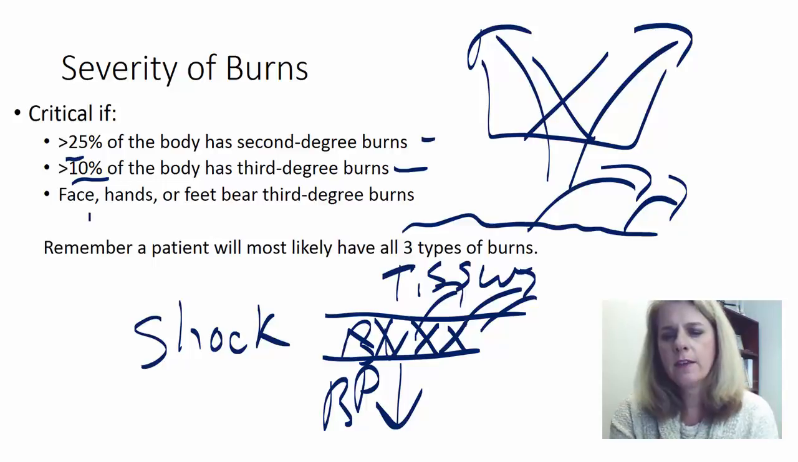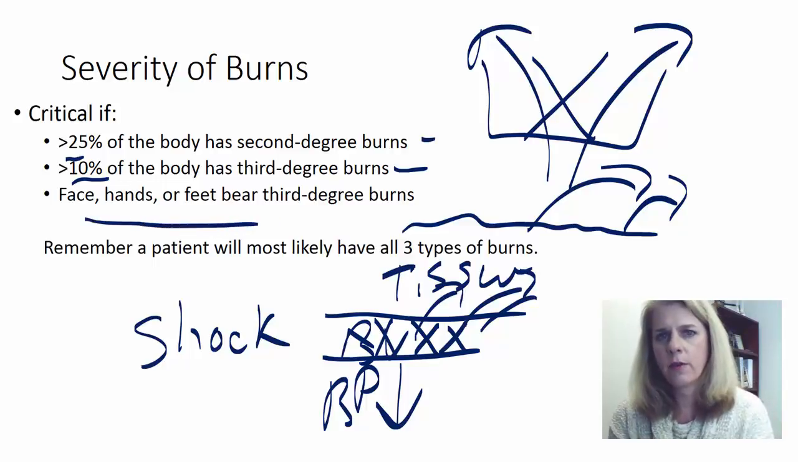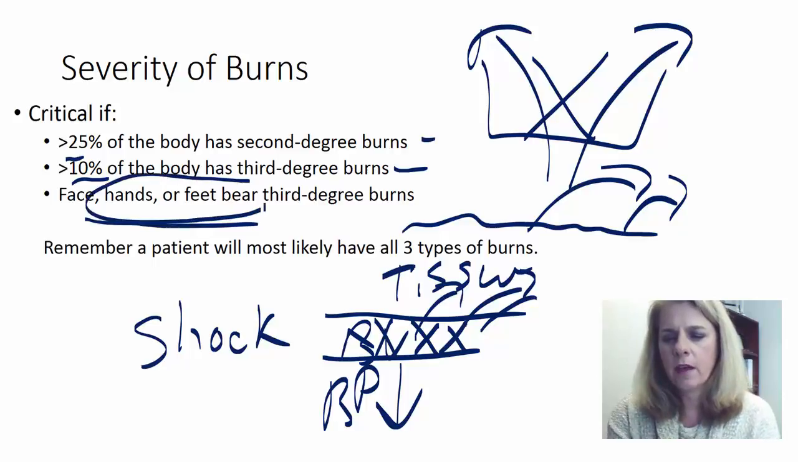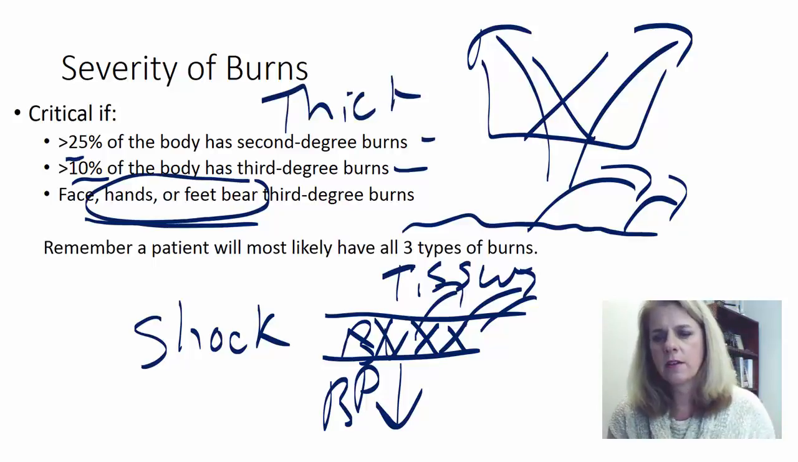Now, if your face or your hands or feet have third-degree burns, that's also critical. Think about your hands and feet. When we talk about skin, that's that thick skin. So there's a lot of loss of tissue when you have a burn on thick skin. But also, we use our hands and feet. You don't want someone to lose the ability to walk because they've been burned.